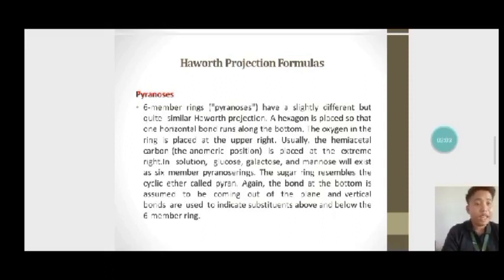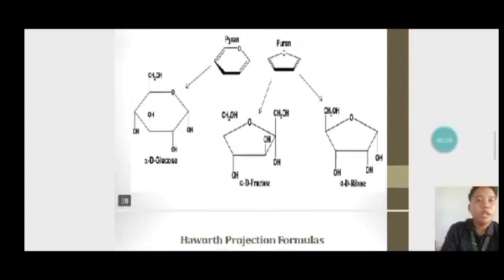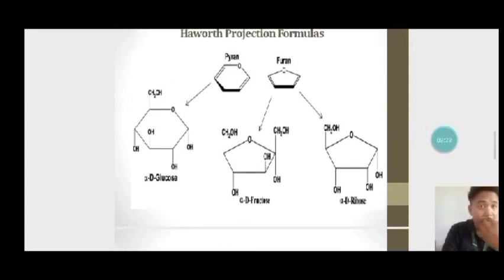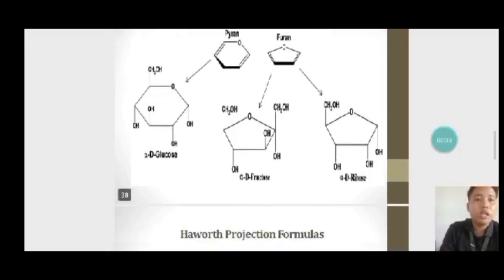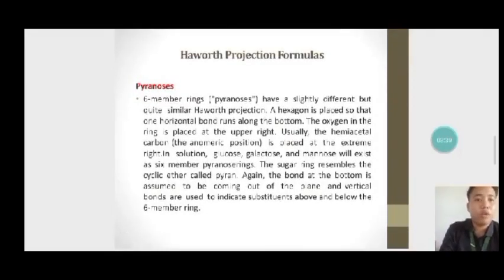Again, the bond at the bottom is assumed to be coming out of the plane, and vertical bonds are used to indicate substituents above and below the 6-member ring. In the first slides, we see the example of the pyran, with the oxygen at the top, and the OH described on the pyran, the pyranoses.